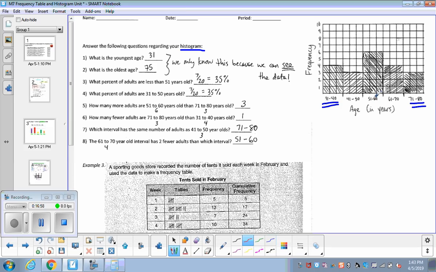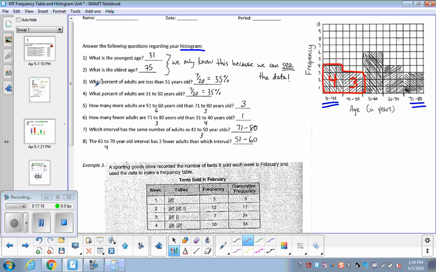So over here, I see 51. So less than 51 is going to be these 2 red categories. And I've got these 4 plus these 3, so we've got 7. Now, there were 20 people who attended, so 7 out of the 20 would be 35%, all right?